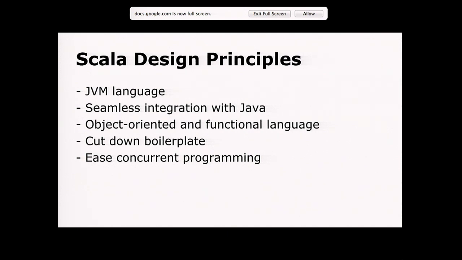And it's a hybrid language. It's both object-oriented and functional. Everything's an object, and functions are first-class objects in the language. A big motivation was to cut down boilerplate. So Scala has a very expressive syntax, and it also uses type inference to keep your code as short as possible. And it eases concurrent programming.